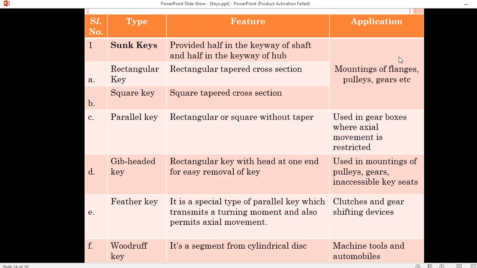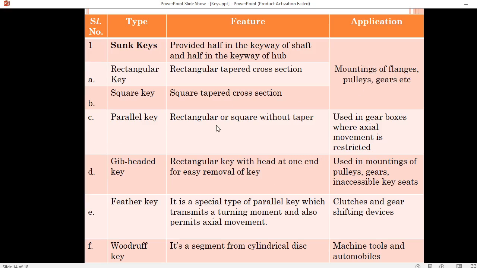So next here we can see the applications of key. This is the sunk key. Sunk key, we can say this is a halfway key as you have seen, half inserted in the shaft and half in the hub, and rectangular and square keys are rectangular tapered and square tapered, and these are used for mountings of flanges, pulleys and gears.